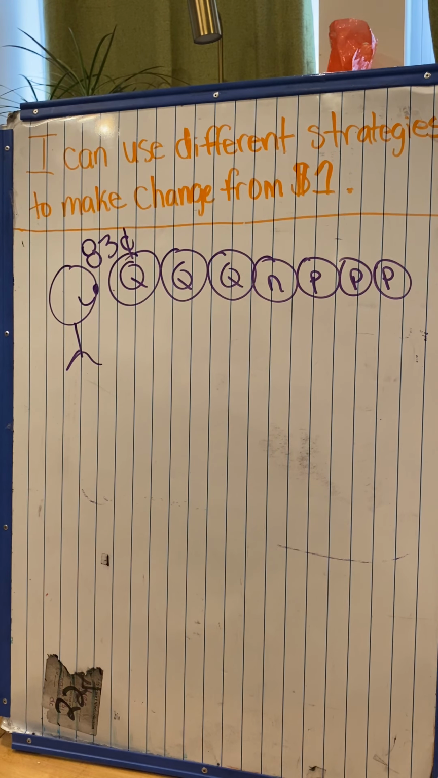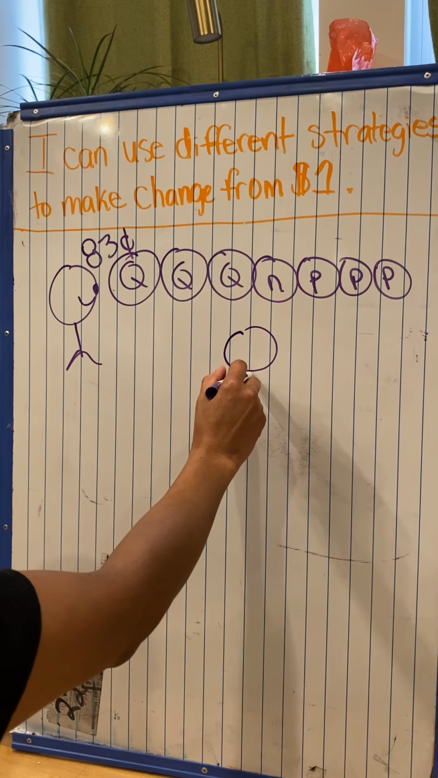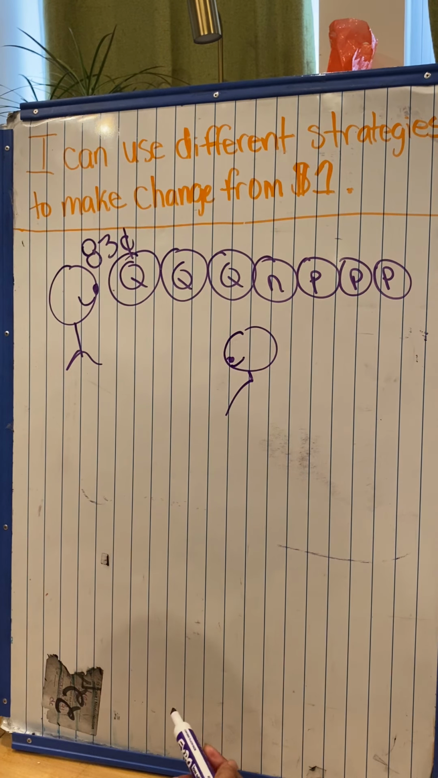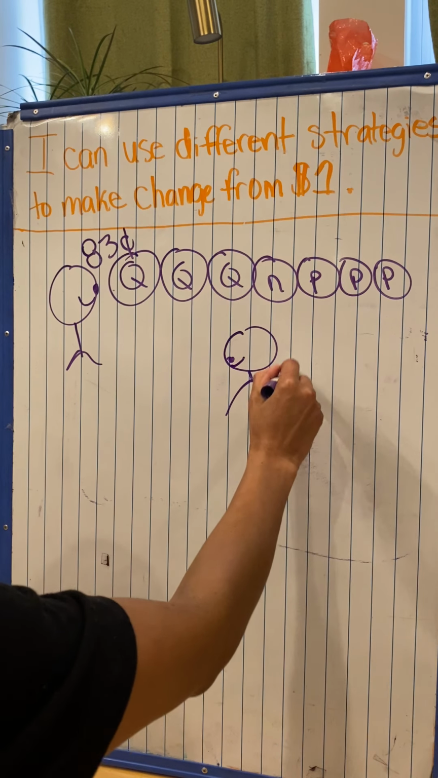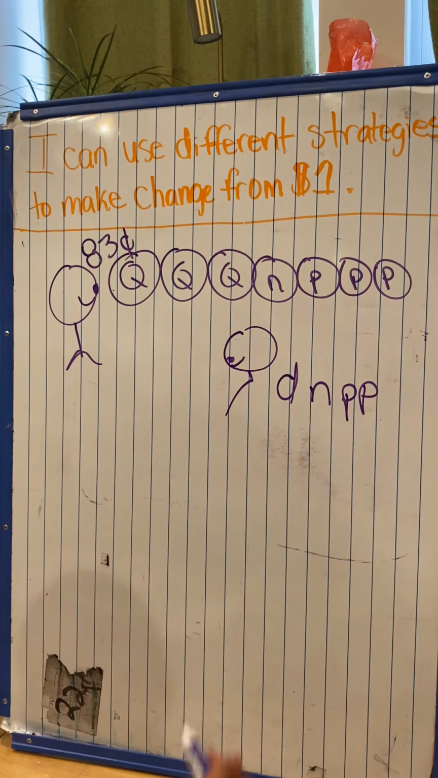Now, I can give somebody else some money. I'm going to give Samaj some money. And I'm going to give Samaj a dime, a nickel, 2 pennies.